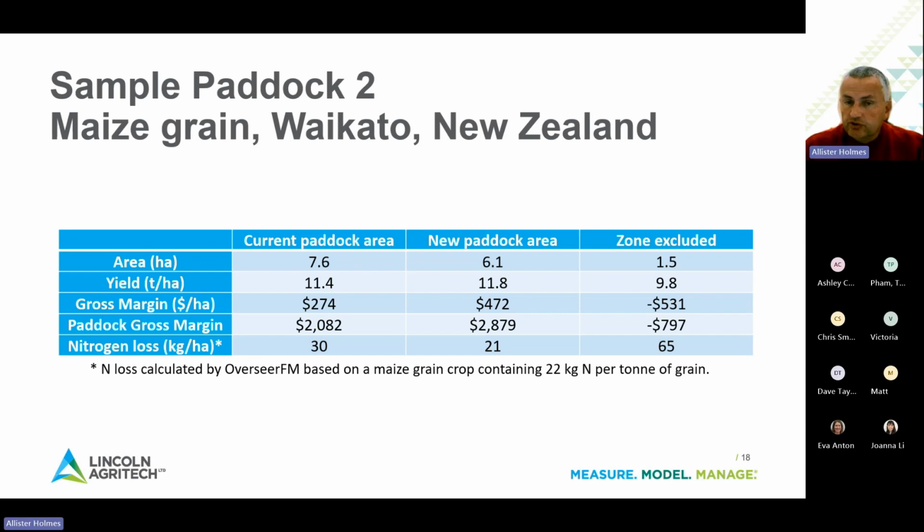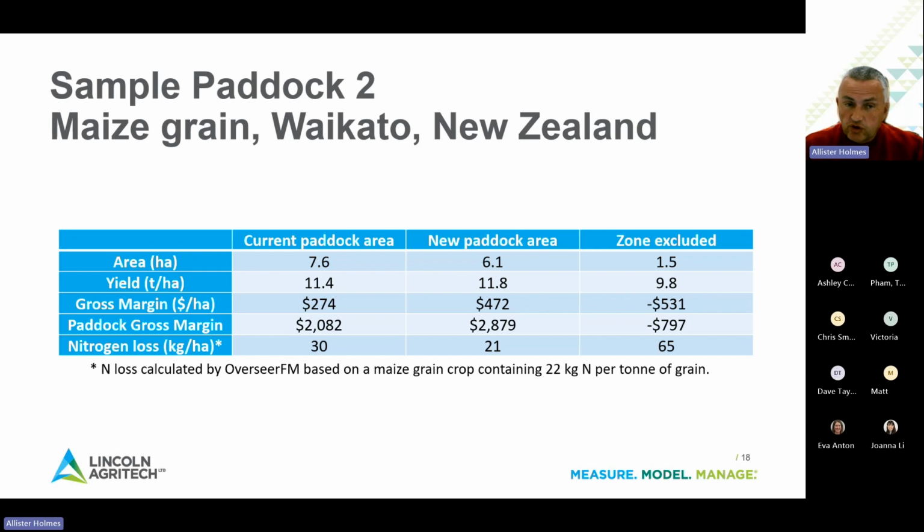But if you look to the right here where it says zone excluded, if we exclude that 1.5 hectares that's hard to grow a good crop in, that 1.5 hectares only produces an average of 9.8 tonnes per hectare, and the average gross margin in that area is a loss. So looking in the middle, the new paddock area, which is 6.1 hectares, the average yield increases because we don't have that low performing part of the paddock there. The average gross margin increases because you don't have that loss generating part of the paddock there.